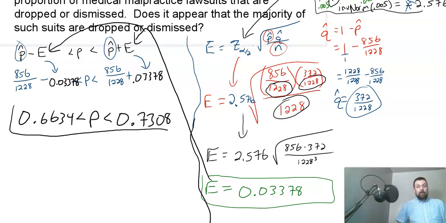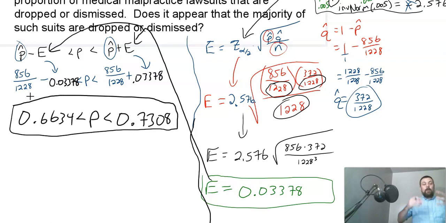All right, and there we have it. This is our 99% confidence interval estimate for the actual proportion of medical lawsuits that are dropped or dismissed. So we can say that we're 99% confident that somewhere between 66% and 73% of all medical malpractice lawsuits are dropped or dismissed. Right? That's for the entire population. And we're 99% confident in that estimate.